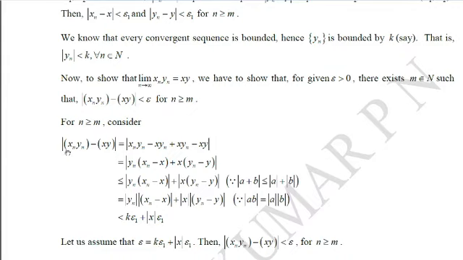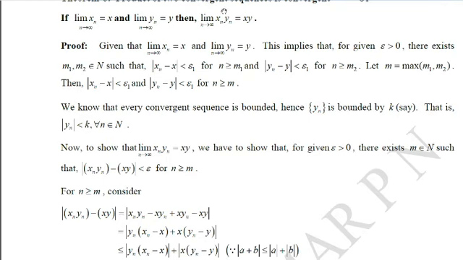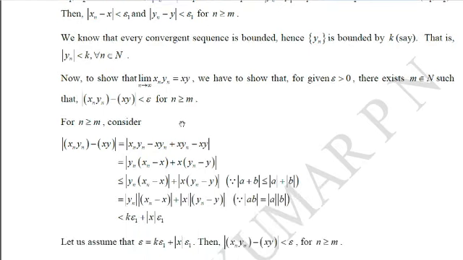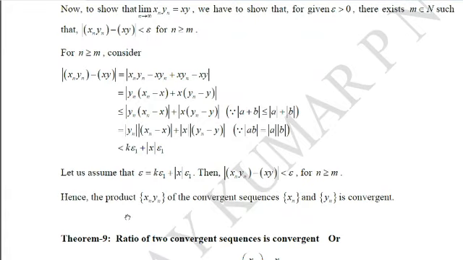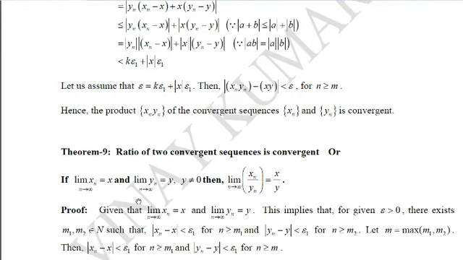Then we got mod xn into yn minus xy is less than epsilon for n greater than or equal to m. That implies that limit as n tends to infinity xn yn is equal to xy. That means we have proved that the product of two convergent sequences is convergent. Now let us move on to the next.